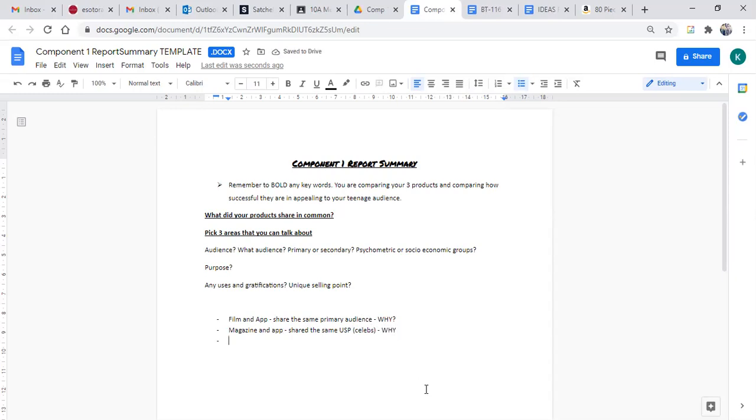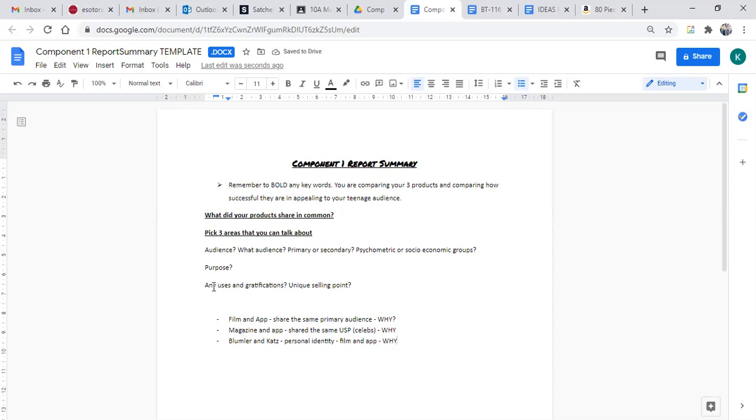And I want to include some theory really. So either Young and Rubicam or a socio-economic discussion or Blumler and Katz. So just say for argument, I'm going to talk about Blumler and Katz. So Blumler and Katz and the idea of personal identity. So I'm going to talk about the film and the app and explain why.